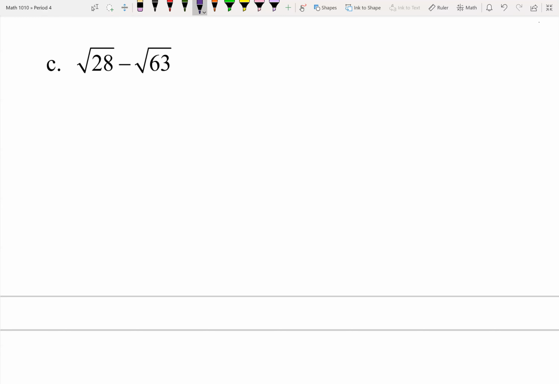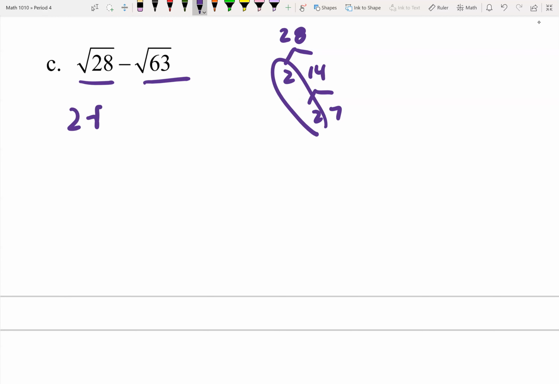Because what are we going to do? We're going to simplify this guy, and we're going to simplify this guy. And if they just so happen to be the same roots, then we're going to add them together. Everybody write down the 28. That's 2 times 14. 14 is 2 times 7. These two 2's come out as a single 2. So I have 2 square root of 7.